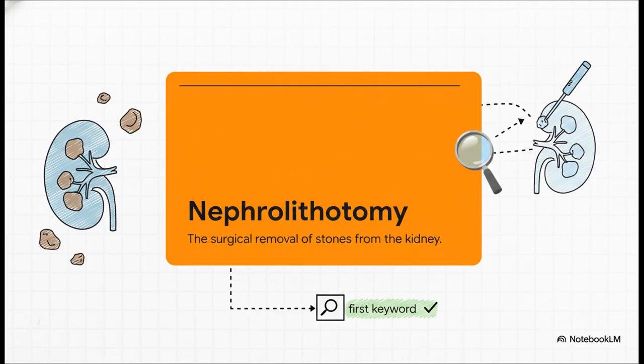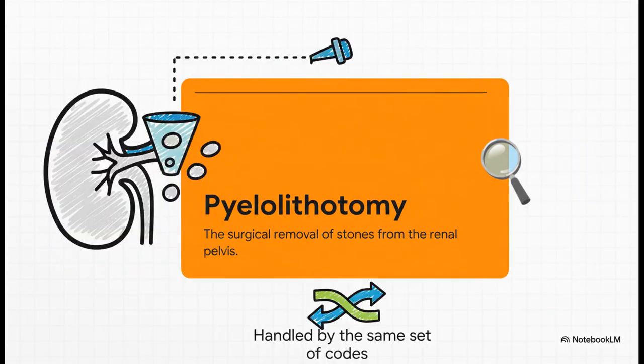When you see the word nephrolithotomy in a report, that means the surgeon went right into the kidney itself to get those stones out. Think of this as the first big keyword you're scanning for. And the second term you'll see is pyelolithotomy. This is all about removing stones from the renal pelvis, that funnel-shaped part inside the kidney. Now, here's the crucial point for you as a coder. When these procedures are done percutaneously, which just means through the skin, they both fall under the same set of codes we're talking about today.